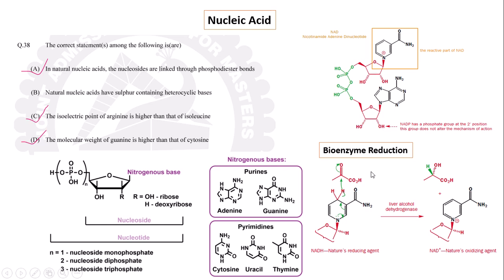And this is the additional problem. This is the structure of NADP, nicotinamide adenine dinucleotide phosphate, and this is used for biological reduction processes via the following mechanism, where the carbonyl group can undergo reduction via the hydride shift.